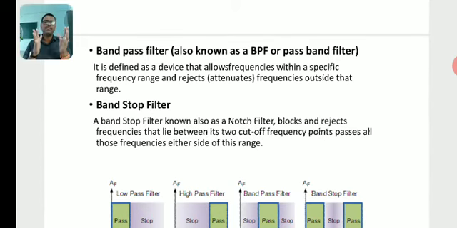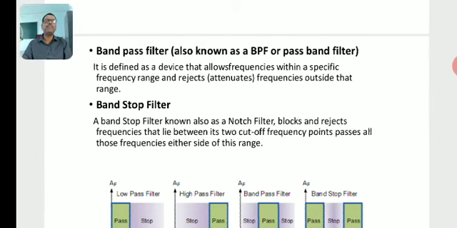So look here, a band pass filter is a filter which allows the frequency only in a certain range, which does not allow the frequency lower than that range and higher than that range, which allows only a specific range, so it is called a band pass filter. Band stop filter: it is just the reverse process of the band pass filter.